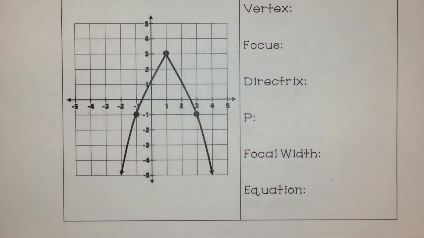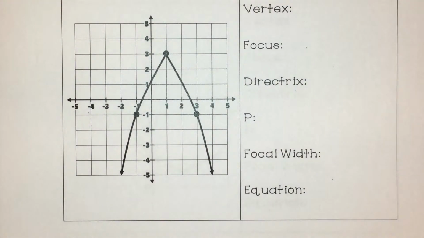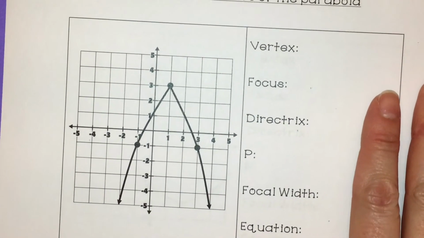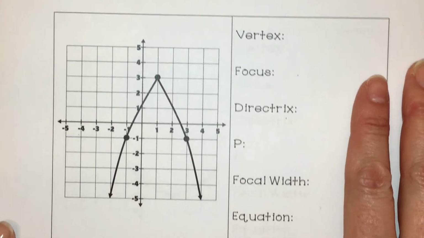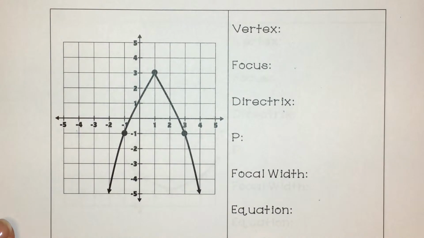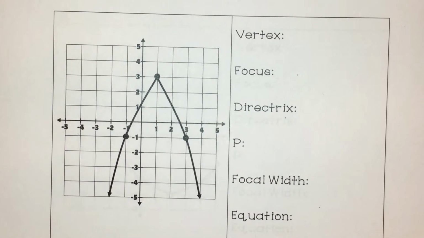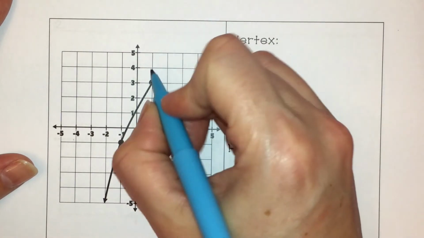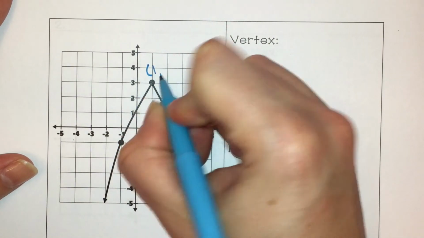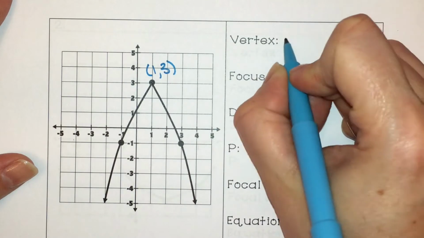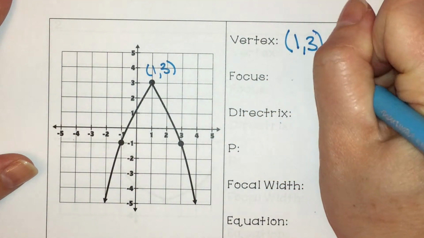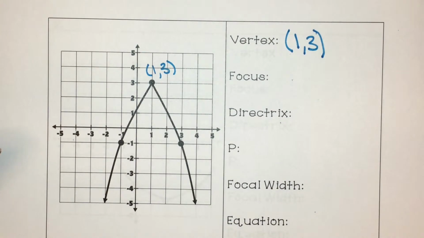All right, next we're going to identify some features of the parabola, and we're going to create the equation. So first thing, our vertex. Well, that's at the top here, so I'm just going to write x coordinate is 1, y coordinate is 3. So we have 1, 3.